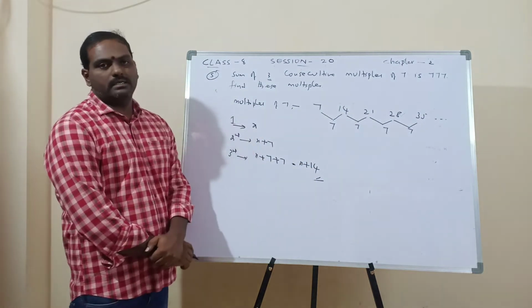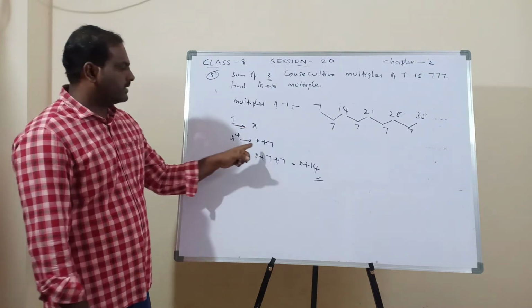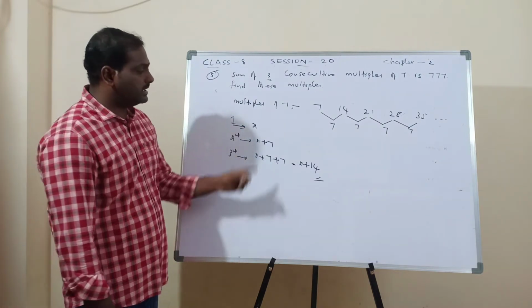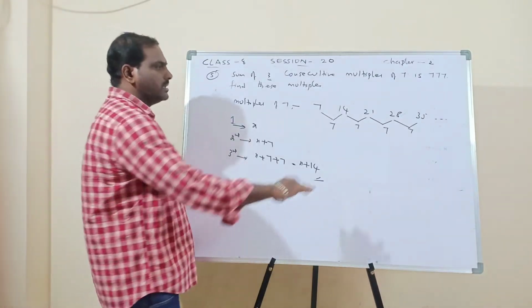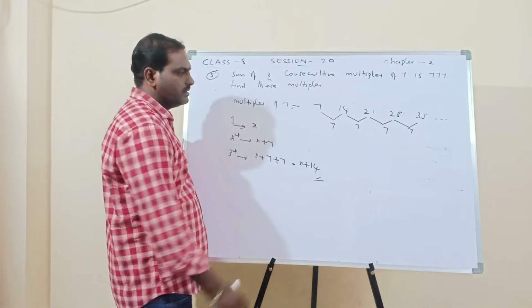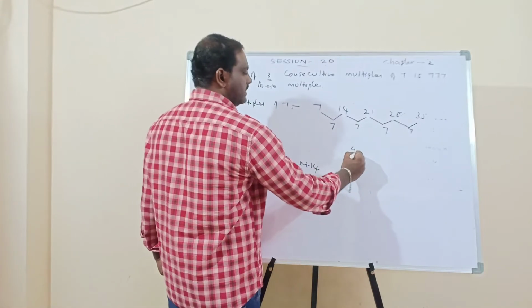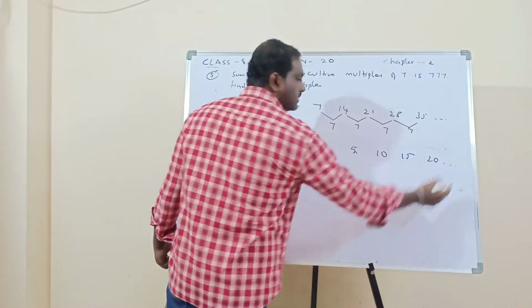This is the trick. So what are the 3 consecutive numbers? One is x, second one is x plus 1, and third one is x plus 2. Suppose the same question is given with the multiples of 5, then what do I have to take? 5, 10, 15, 20 and so on.